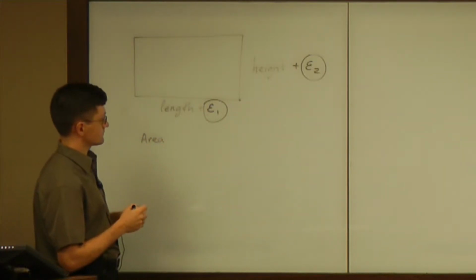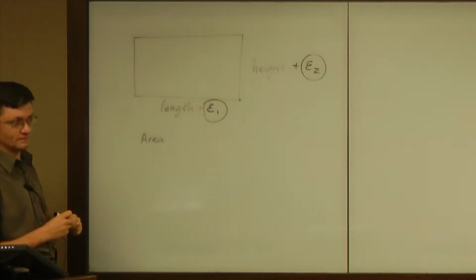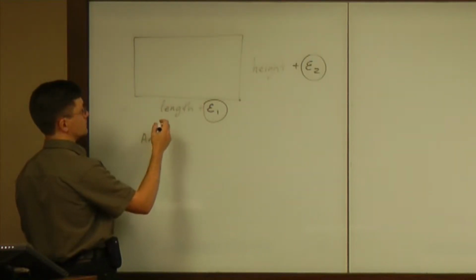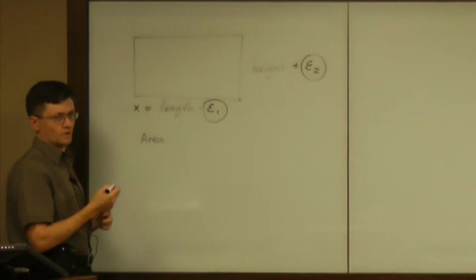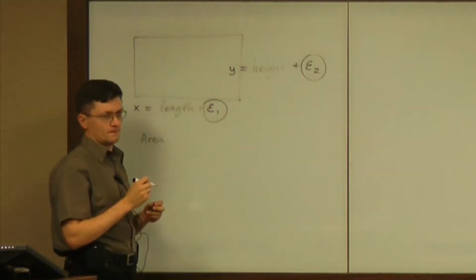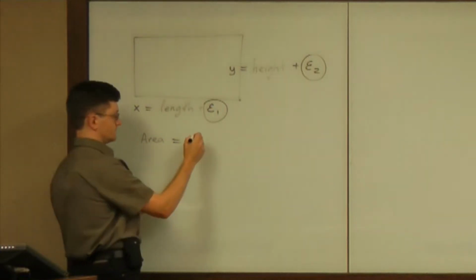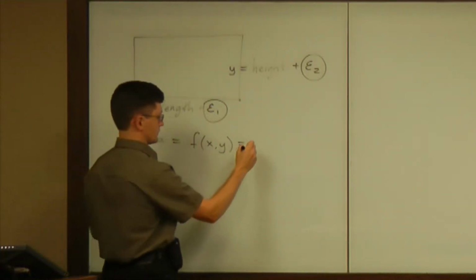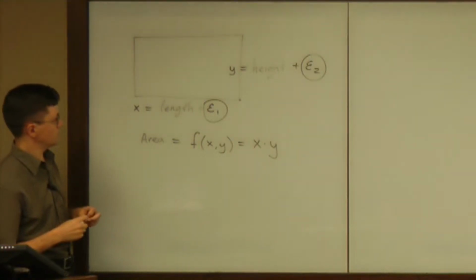Right? So how to think about it? Well, the way to think about it would be to say that we have one variable, length, and another variable, height. And then what I want to compute is a function of those two. And in this case, it's a very simple function. It's x times y.